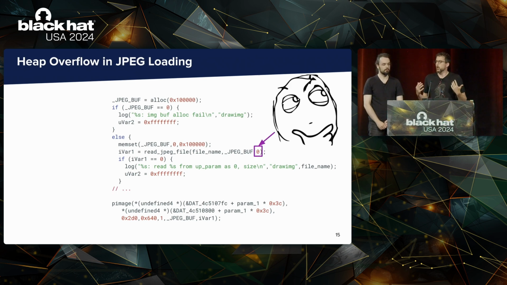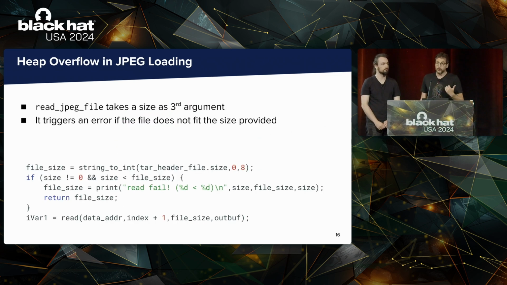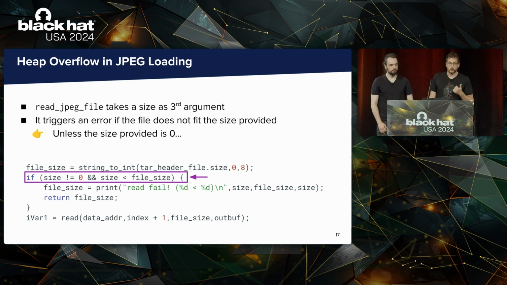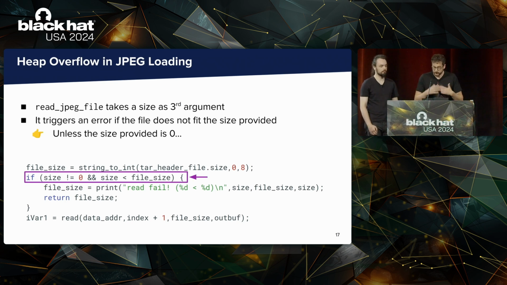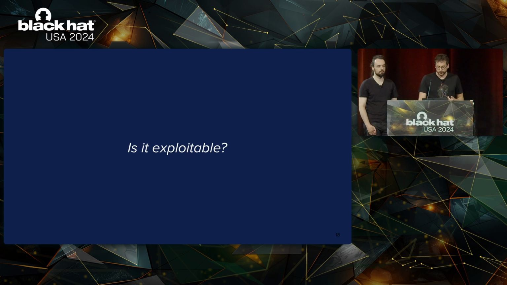Now, some of you might wonder why we have a 0 as a third argument to this function. The third argument here is supposed to be a maximum size. So before the system reads the file, it will look in the tar header for the size of the file, and it will compare it to the size provided. If it's bigger, it will trigger an error, and it will stop reading the file, unless the size provided is 0, in which case the test is ignored, and the file is read anyway. So we have a first vulnerability, a heap overflow here. It was rather quick. And the question we ask ourselves now is: is it exploitable?